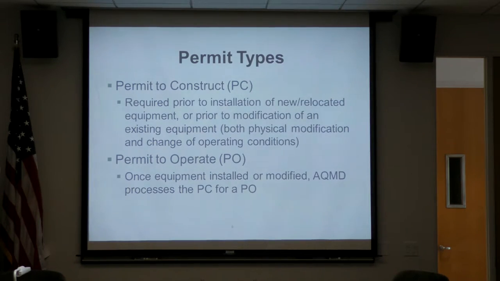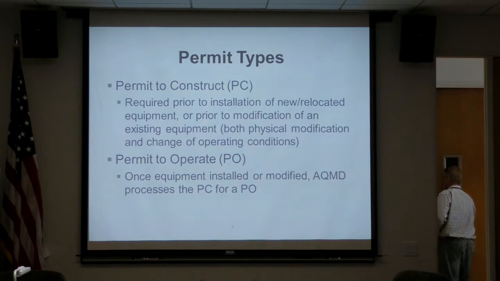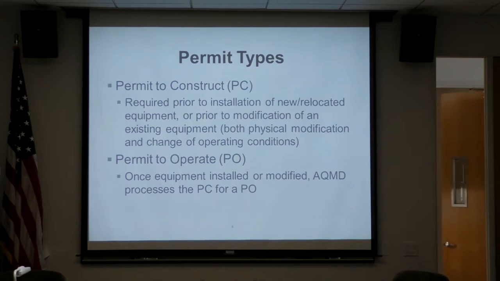So there are two main permit types. The first one is the permit to construct. It is required before installing new or relocated equipment or before modifying any existing equipment. Modification refers to physical modifications, such as adding a diesel particulate filter to an emergency engine. Modification could also refer to a change of operating conditions, such as increasing throughput to the facility.